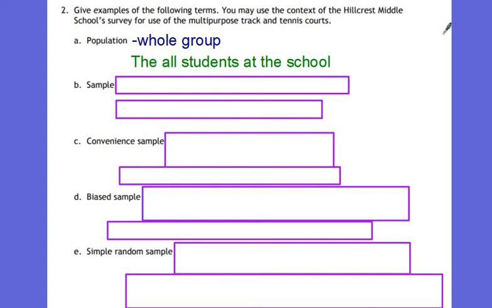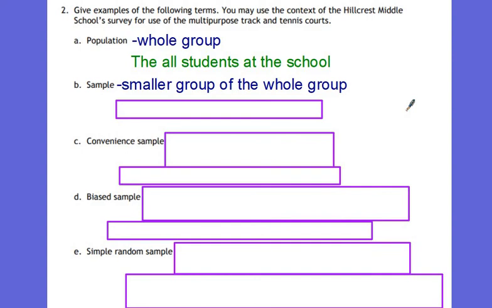Okay, next we have sample. Sample, I like to think of when I go to Sam's, I get samples. That's where I get to taste something that they are selling. Am I grabbing the whole box? I might if I like it. But I am only taking a piece of it. So a sample is a smaller group of the whole group.